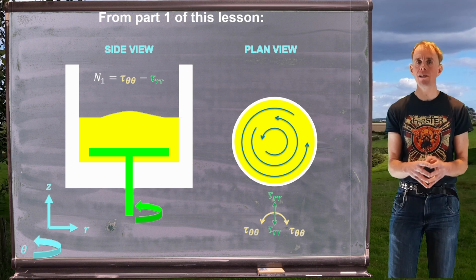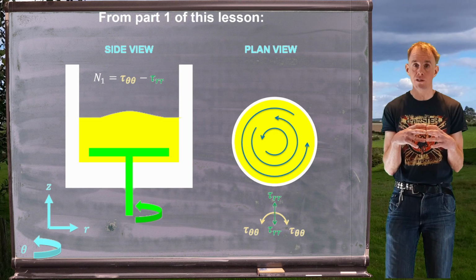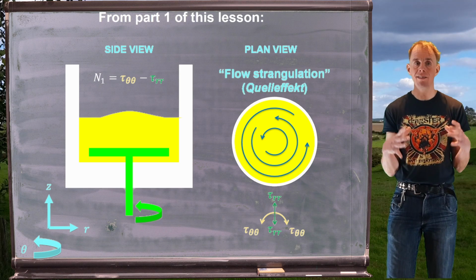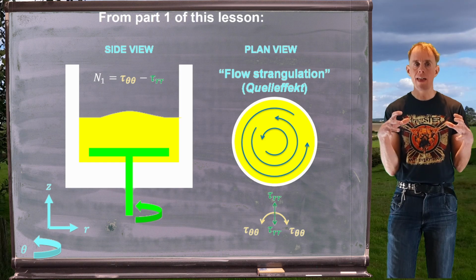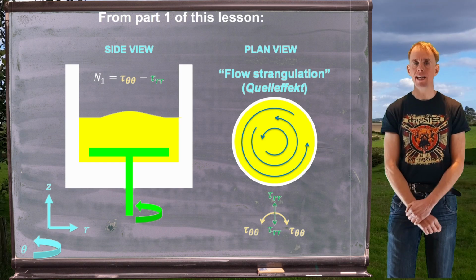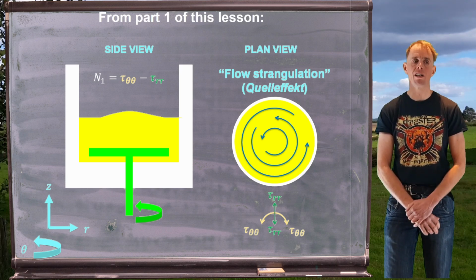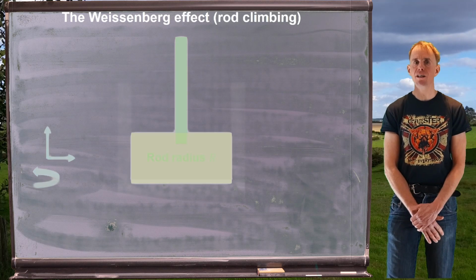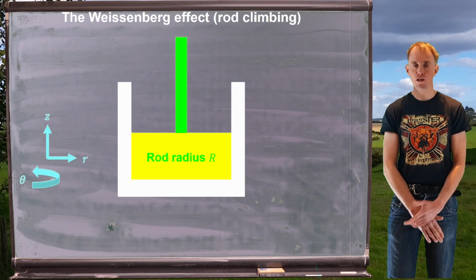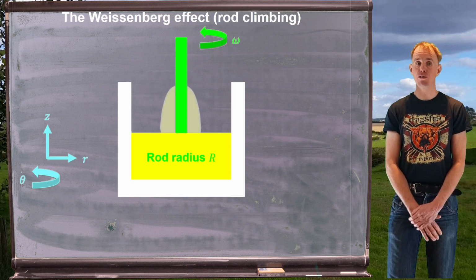And much in the same way that surface tension acting on a bubble results in a higher bubble pressure than the outside surroundings, what we find here is that these flow streamlines, these tensile streamlines, end up forcing the fluid into the middle of this rotational geometry, and we call this the Quelleffect, or flow strangulation. So if we have a rod dipping into the middle of this rotational fluid, we can perhaps imagine the net result is that fluid is going to climb up that rod when the rod is rotating.